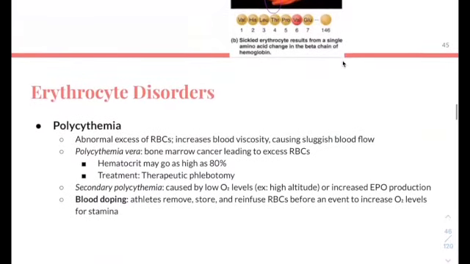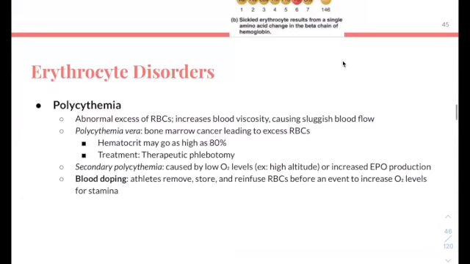Polycythemia. That's what it's called when we have too many red blood cells. It's usually for an abnormal reason. But again, that blood, as we talked about earlier, gets kind of sluggish, so it doesn't move as easily. There's two different kinds.